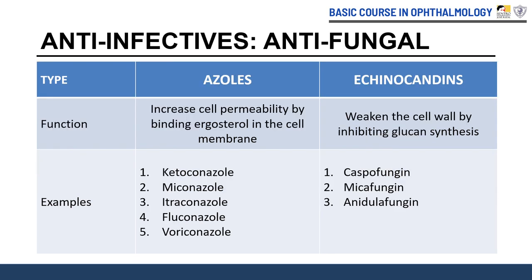Azoles like ketoconazole, miconazole, itraconazole, fluconazole, and voriconazole increase cell permeability by binding ergosterol in the cell membrane. Echinocandins weaken the cell wall by inhibiting glucan synthesis.